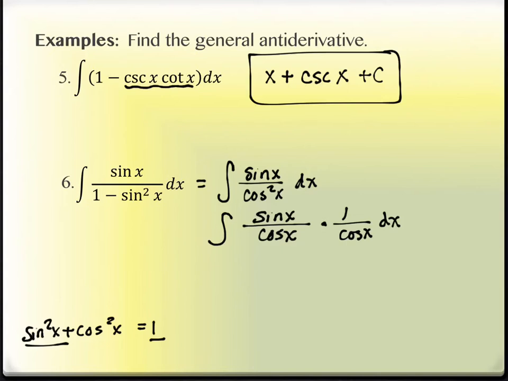If you don't see it right away, you could also change your cosine squared into secant squared in the numerator and manipulate with secant squared. I don't think that's as direct of a process, but it is possible. So just like you had mentioned, Joel, the sine over the cosine is tangent, and 1 over cosine is secant.